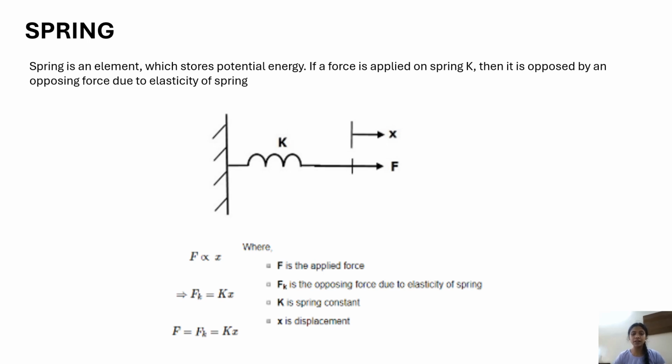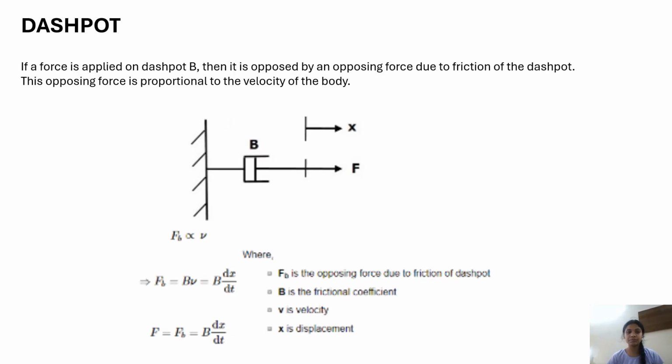Here F is directly proportional to the displacement x. Here, the proportionality is replaced by K. K is called the proportionality constant. Here F is the applied force, Fk is the opposing force due to the elasticity of the spring, K is the spring constant and x is the displacement.